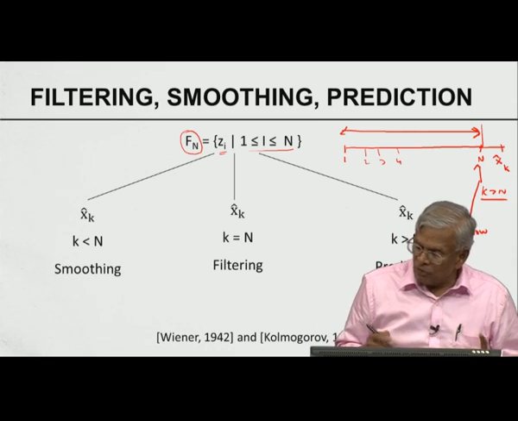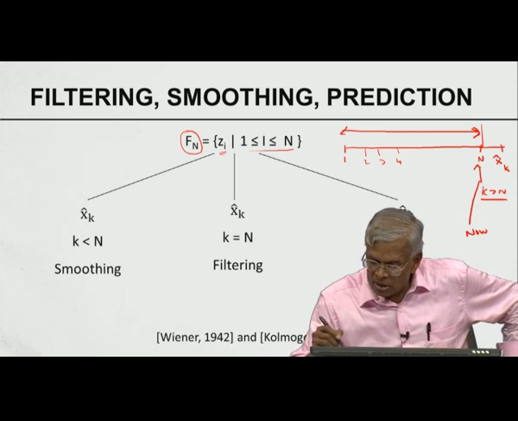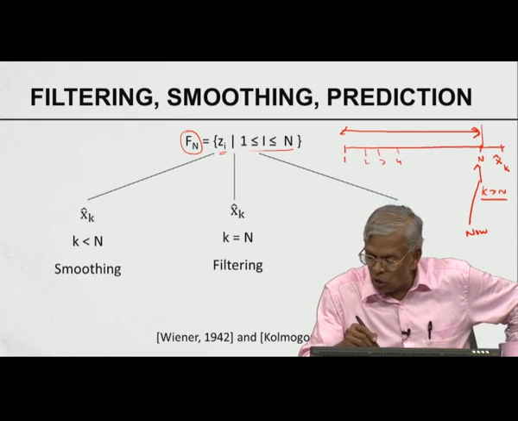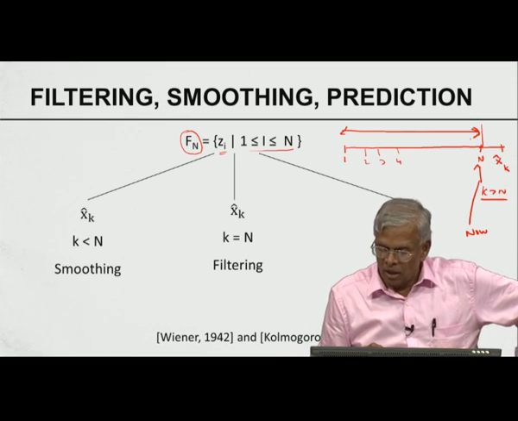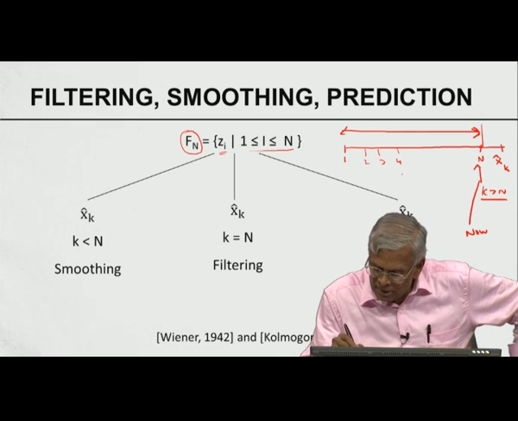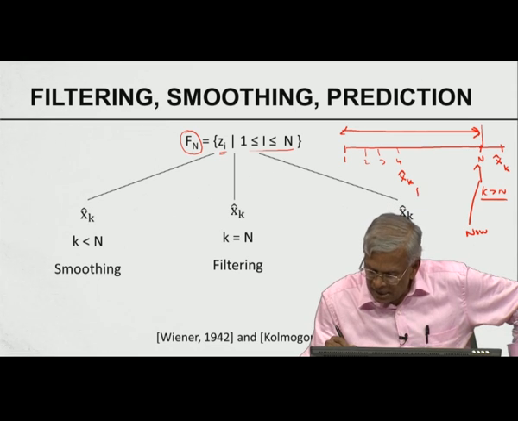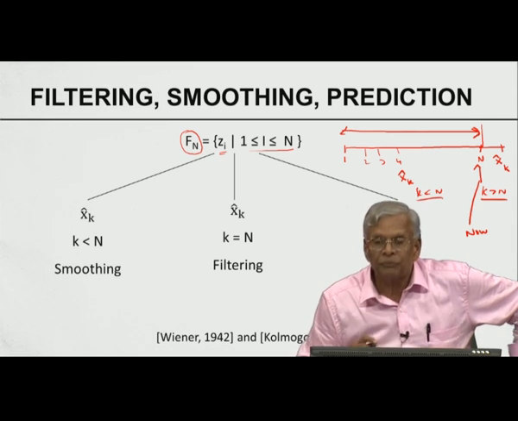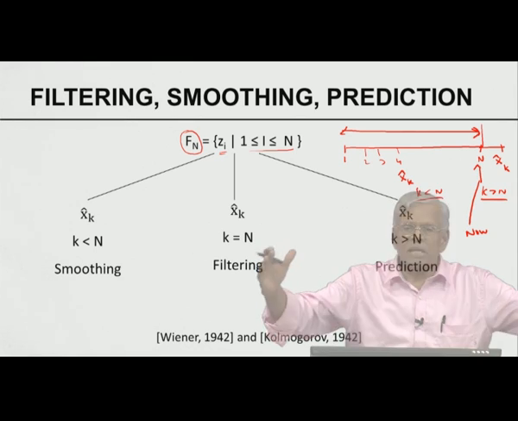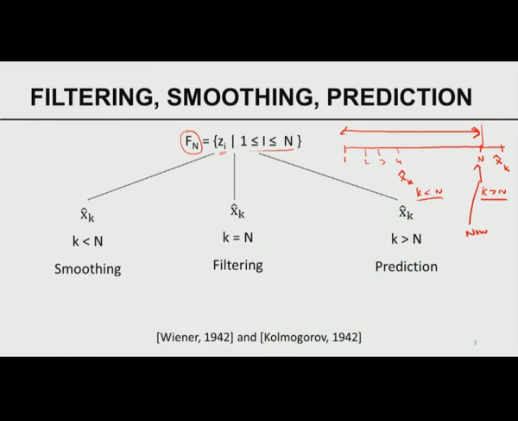On the other hand, suppose I have known all the information from 1 to n. I want to go back. I want to be able to evaluate the state of a system x_k for some k less than n. That means I have the benefit of information from 1 to n. I am still trying to go back to estimating a quantity at a time k less than n. So k less than n means past, k greater than n means future.